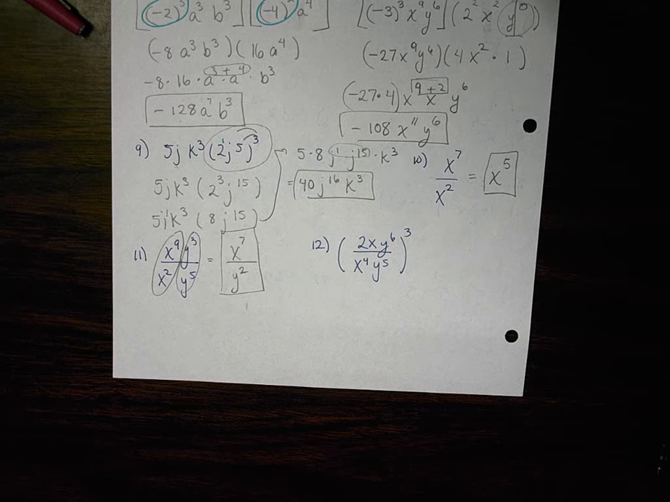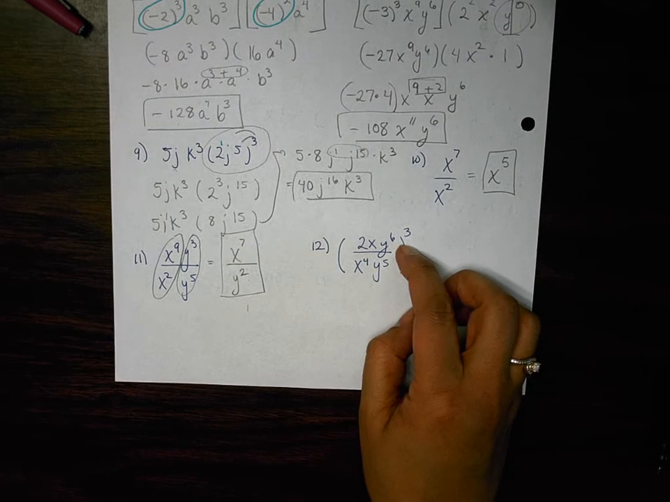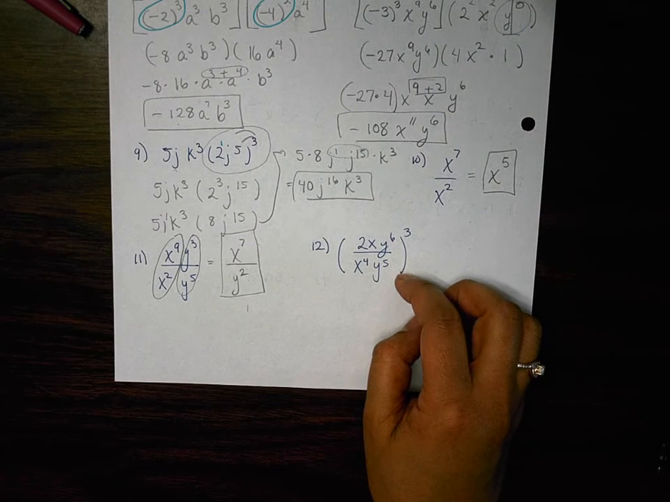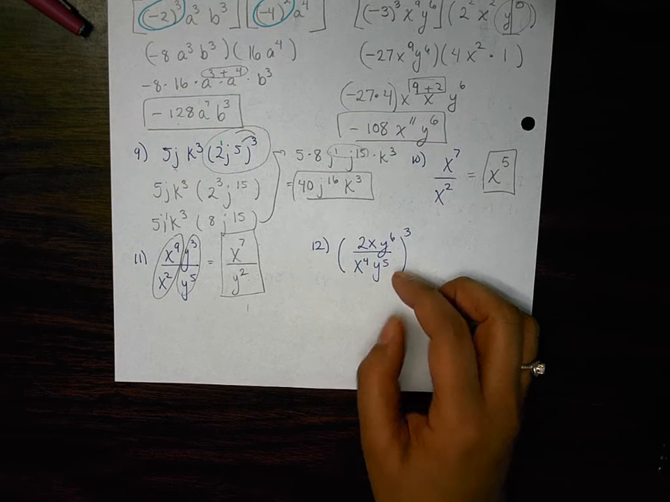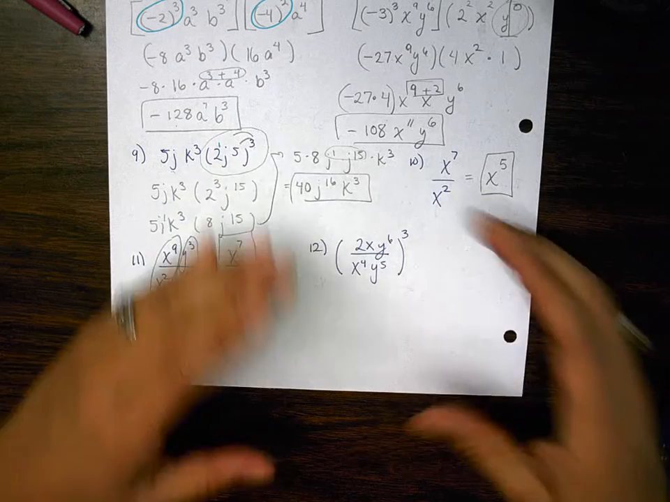Now, because it's a big parentheses, I'm not only going to distribute to the top, but I'm also going to be able to distribute to the bottom. That's crazy, but we can do it. Because the parentheses are big and it's around the whole fraction, top and bottom, I'm going to distribute the 3 to the top as well as to the bottom.